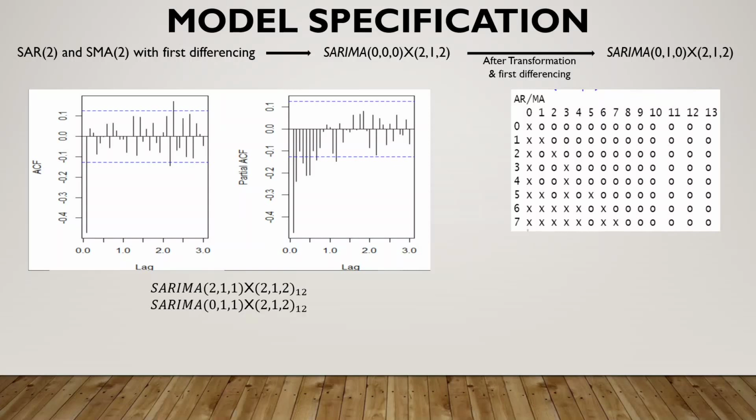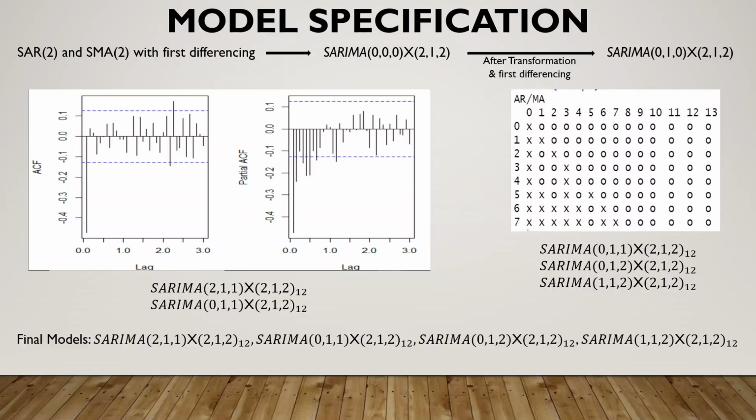In the EACF table, we select the 3 points at the top left corner, which indicates the ARMA 01, ARMA 02, and ARMA 12 models. And our corresponding SARIMA models look like this. So finally, we concluded our models to be this, and we added one more model just to overfit the two models.